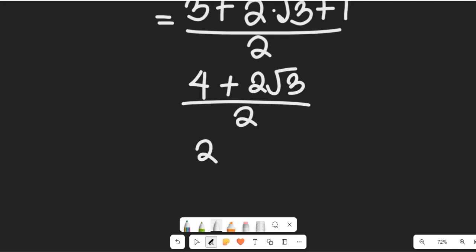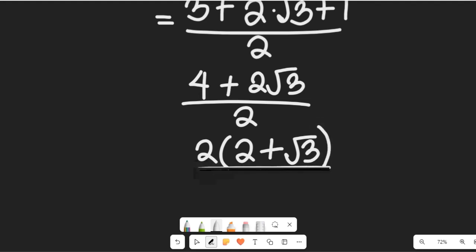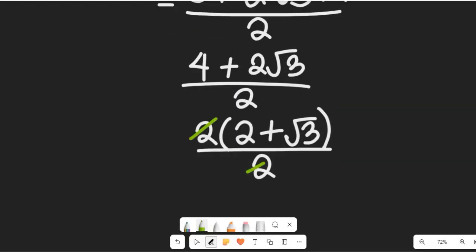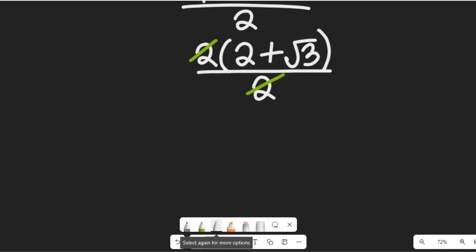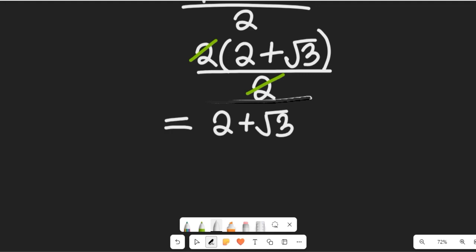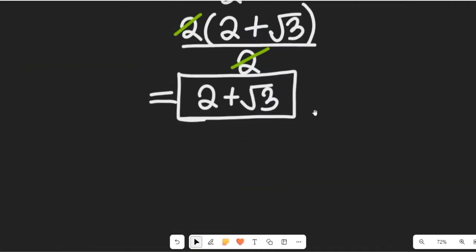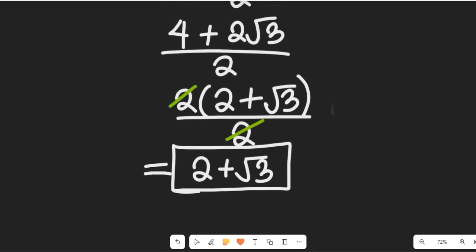So if we bring out 2, we'll have this become 2 plus root 3, and all of these will be divided by 2. Right? So if 2 clears 2, that expression is simply going to give us the value of that square root problem to be equal to 2 plus root 3. And that will be the solution to that expression given to us above. Now, we haven't considered this solution, haven't seen this solution.